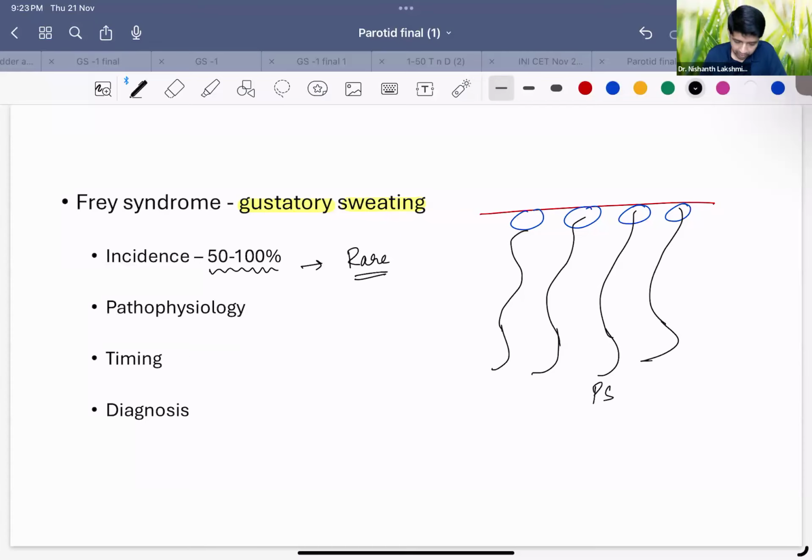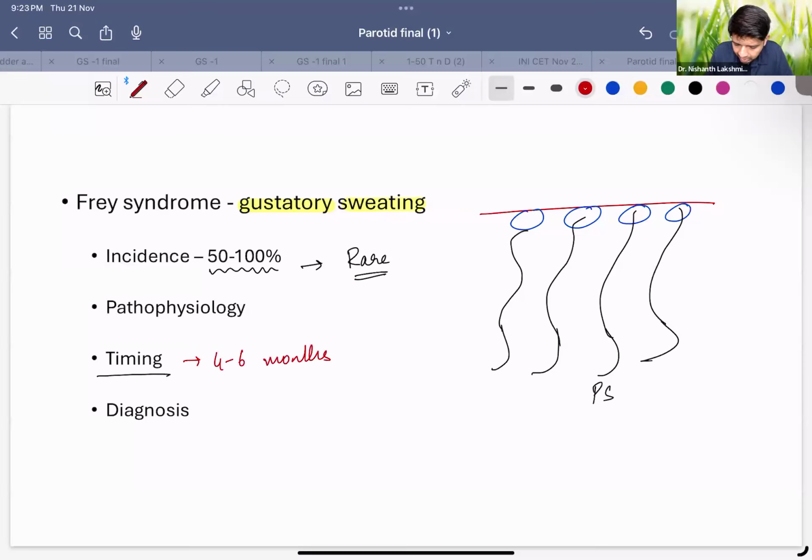So pathophysiology I've covered. Next, I want to know the timing. We'll ask Nikita and Praveen. When do you expect a patient to have Frey syndrome after a parotid surgery? So usually after the healing time, approximately after 60 to 90 days, sir. Praveen, any change in your answer? Yes, sir, around 60 days, 2 months. Yeah. So they say it's about 4 to 6 months.